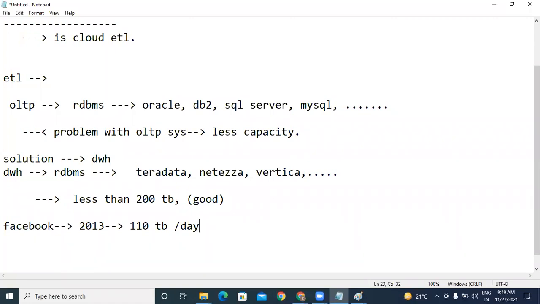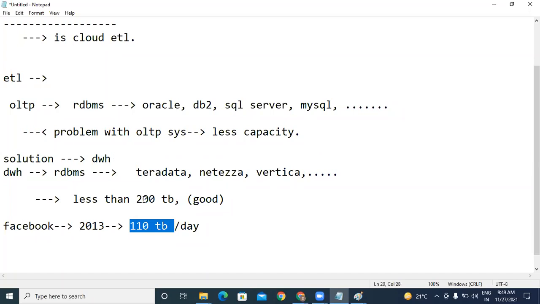Up to 200 terabyte, they feel very high, very heavy. But yes, sir. Hadoop, Facebook is using the Hadoop system, right? No, just forget about Hadoop and the remaining things. Please just try to answer me. 110 terabyte, 110 terabyte per day.